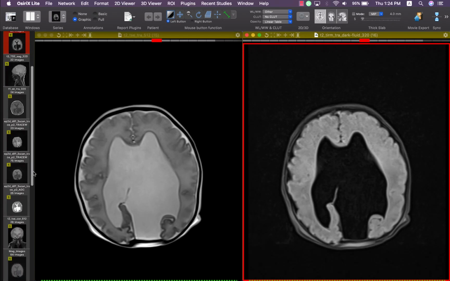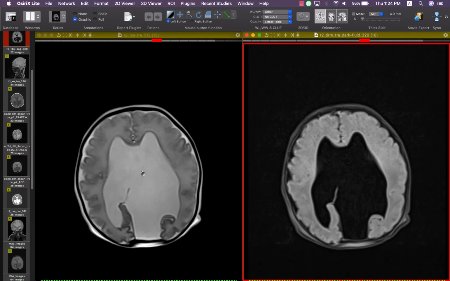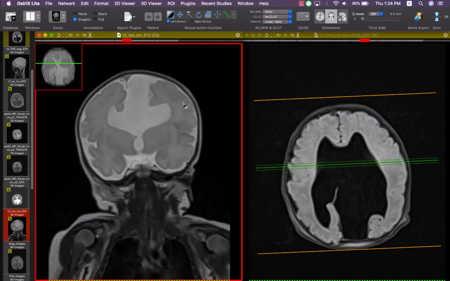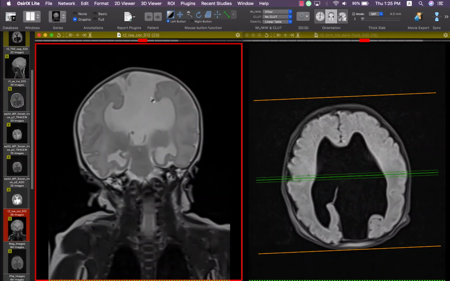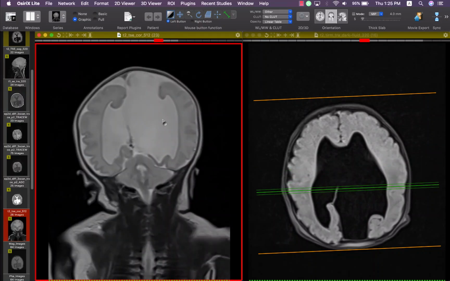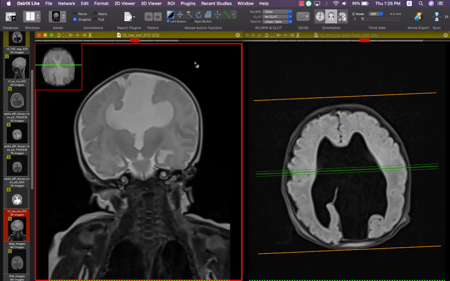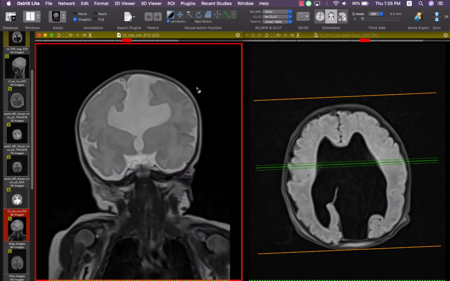In the coronal images here, we can clearly see also that this is the only part of the corpus callosum that is present. Here there is absence of the corpus callosum, and this is the interhemispheric fissure cyst that is freely communicating with the ventricular system and causing mass effect on the cerebral mantle, or the cerebral hemispheres.